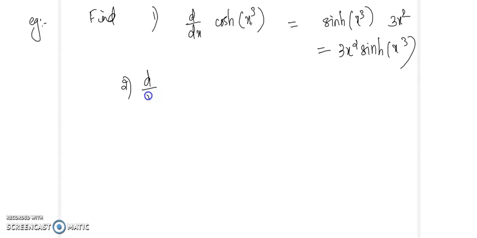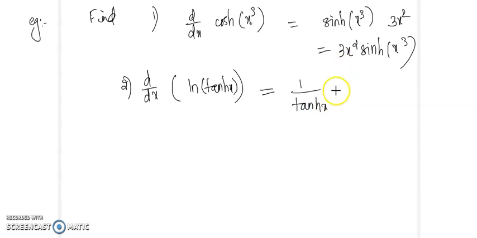Then if you take the derivative of, say, ln of tanh x, first take the derivative of ln. So that will be 1 by tanh x. Then take the derivative of tanh x by the chain rule. So that will be sech squared x. So you will get sech squared x by tanh x.